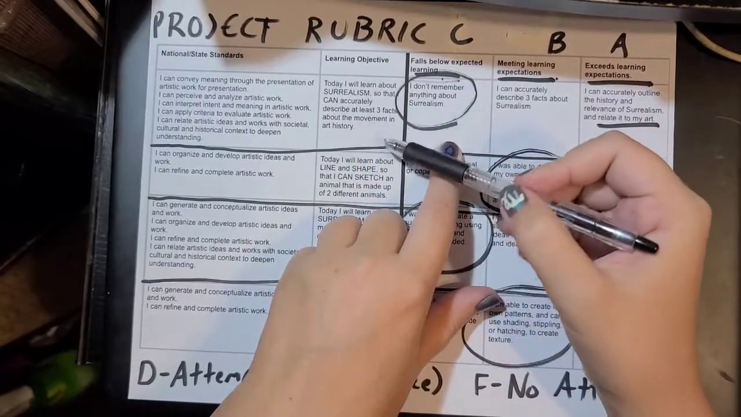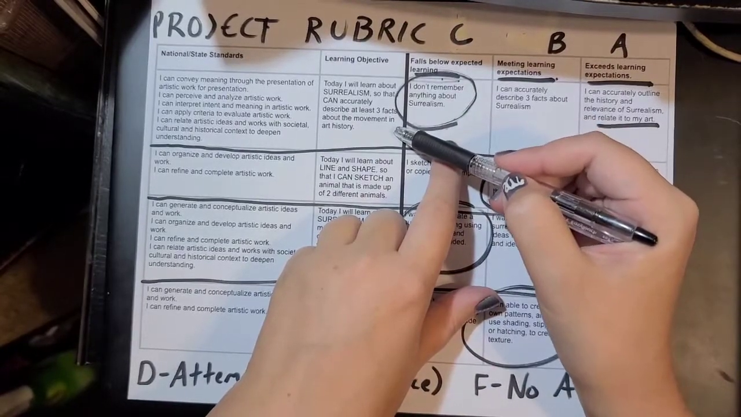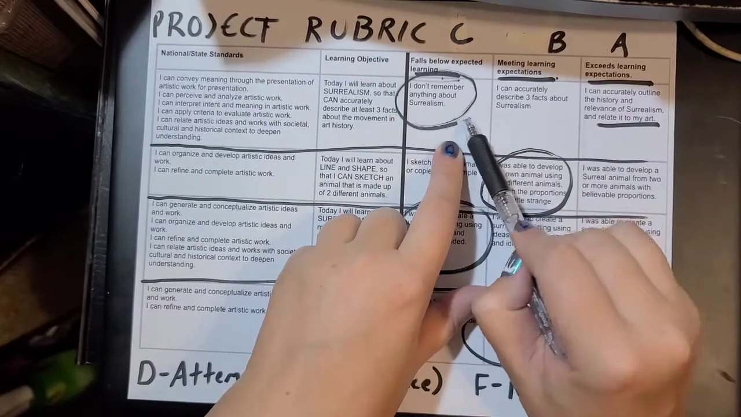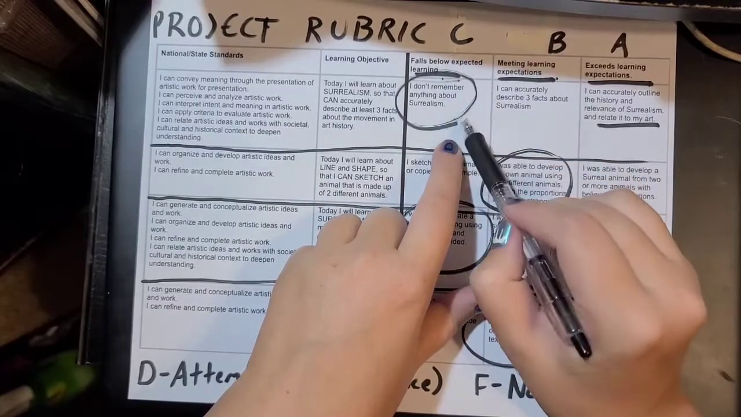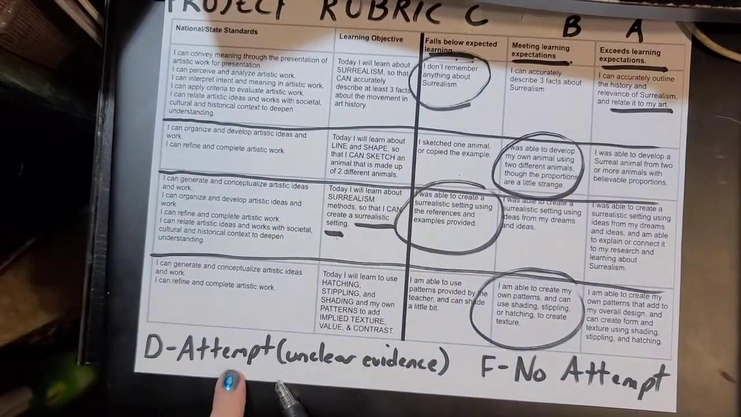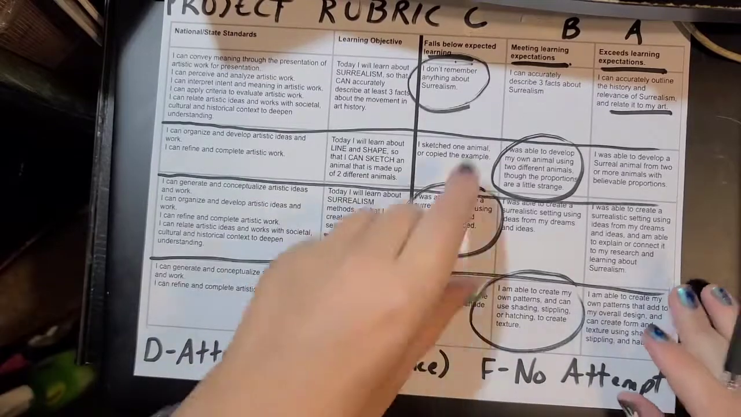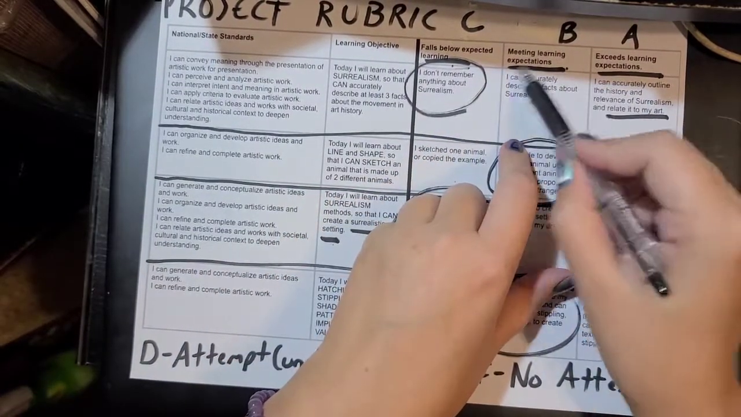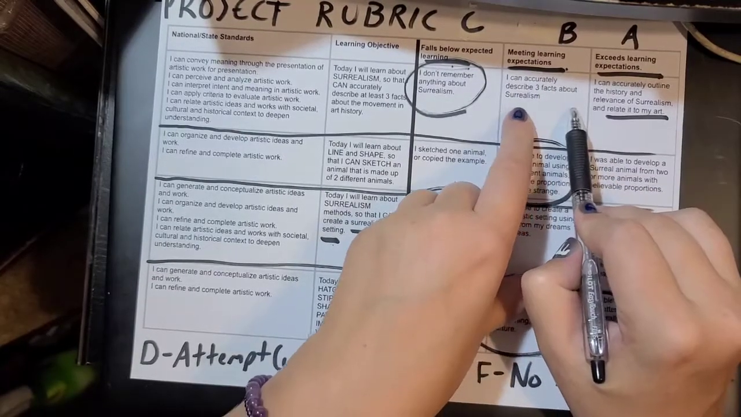For this first one, as our example, we're looking at if I can remember facts about the history related to the project. If I don't remember anything, or don't remember much about it, or am unclear, that would be a C or a D, especially if I'm trying. If I refuse to answer, or have no attempt made, that would make me an F. For a B, I'm able to meet the expectations, which means I can describe at least 3 facts about that piece of art history.